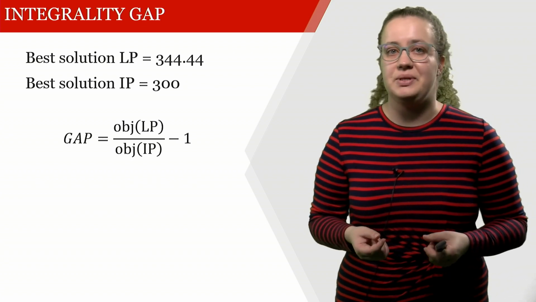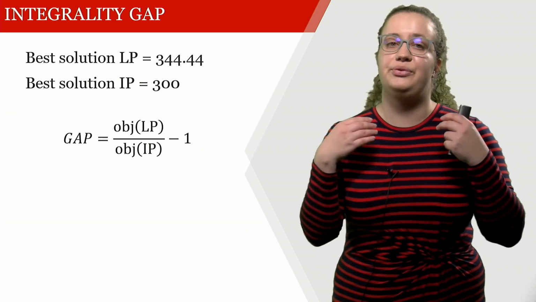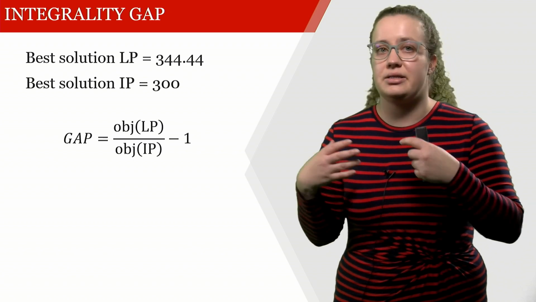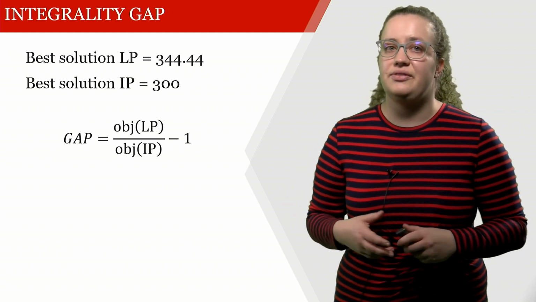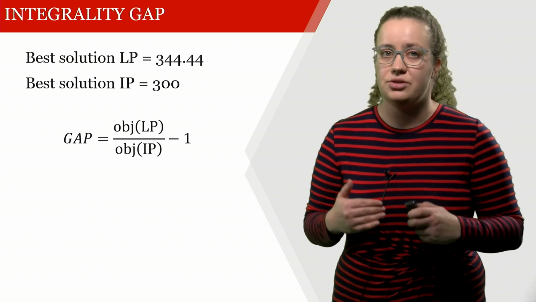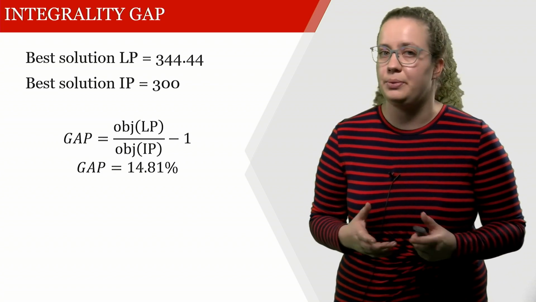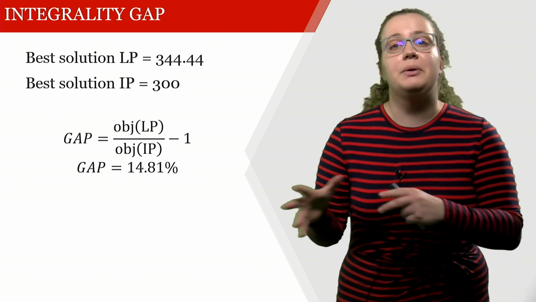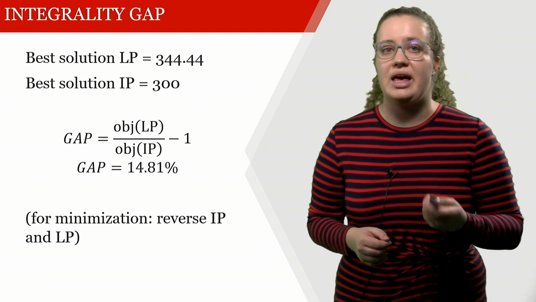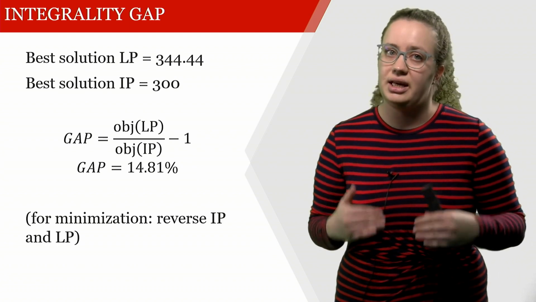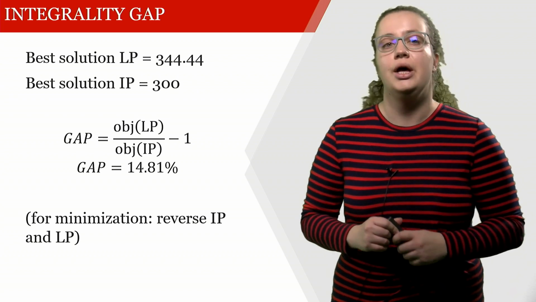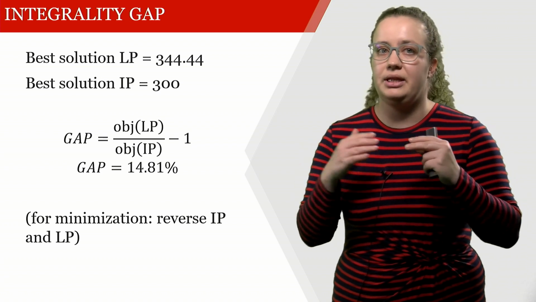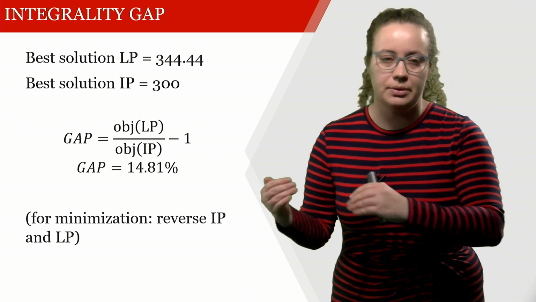The integrality gap is defined as the objective value of the linear program divided by the objective value of the integer program minus 1. So if you put in the values, so 344 and the 300, then we get a gap of 14.8% roughly. So one thing that you have to remember, currently we're maximizing. If we were to minimize, then we would have to, in this equation, revert the integer and the linear solution. So if we have had a minimization problem, our gap would be the objective of the IP divided by the objective of the LP minus 1.